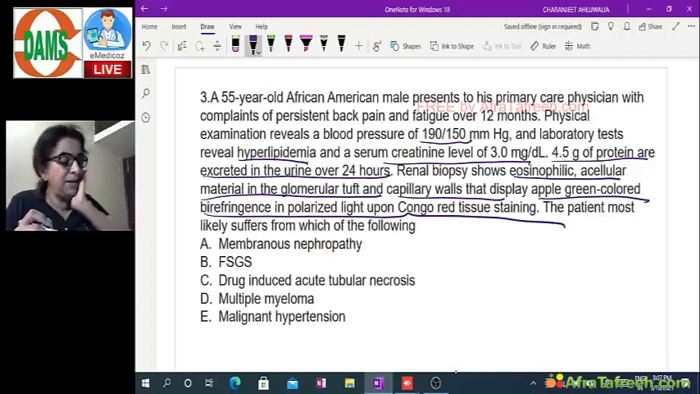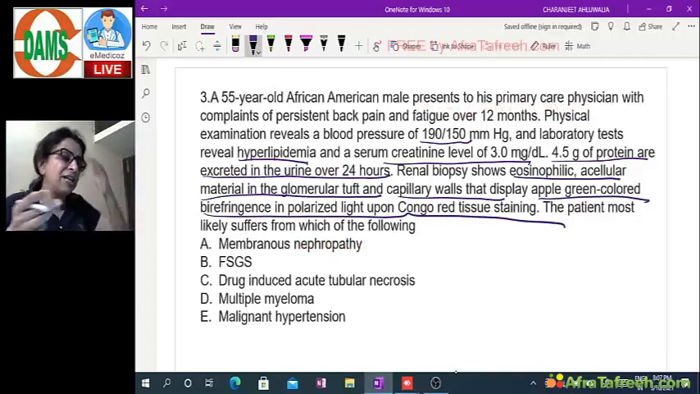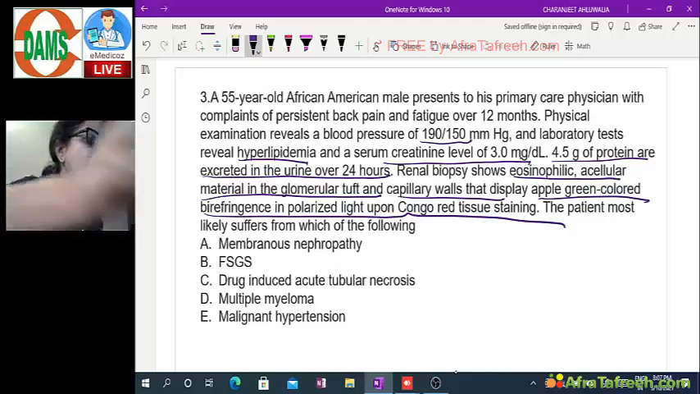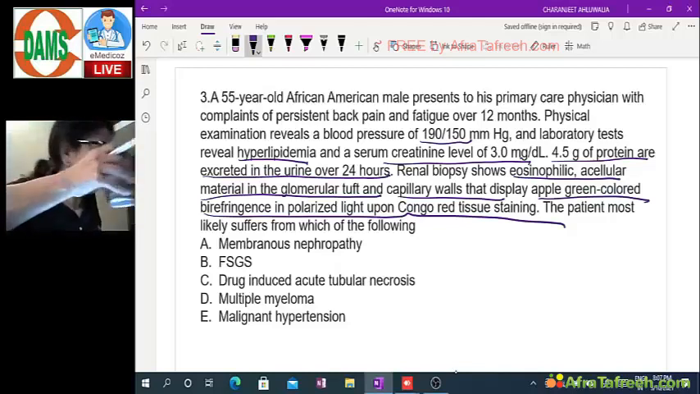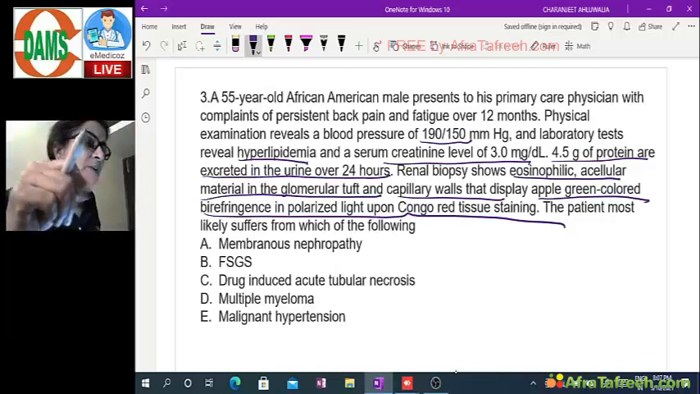Answer very simple. Everyone write the answer to question 3 quickly.